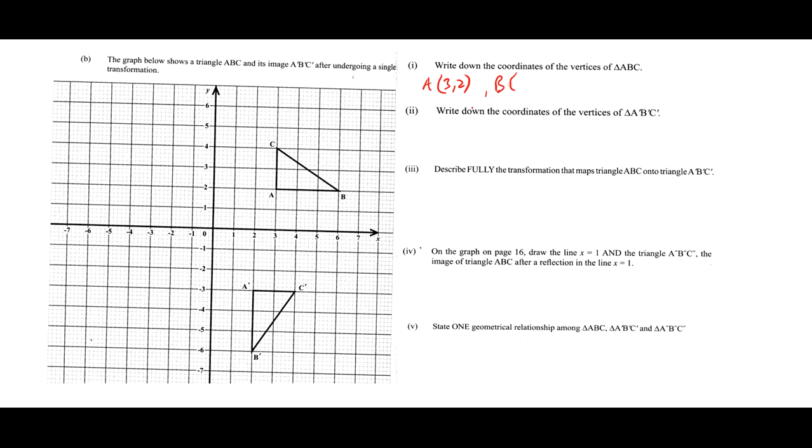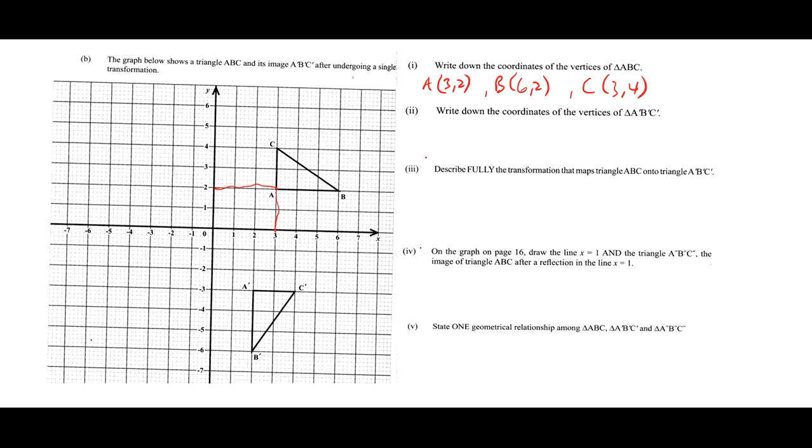B, coordinates of B, that is 6, 2. And the coordinates of C, that is 3, 4. Now all I'm doing is reading off the coordinates from the graph. So like A, the first value is the X value, so it's 3 going up here and 2 across. That's how I got 3, 2.